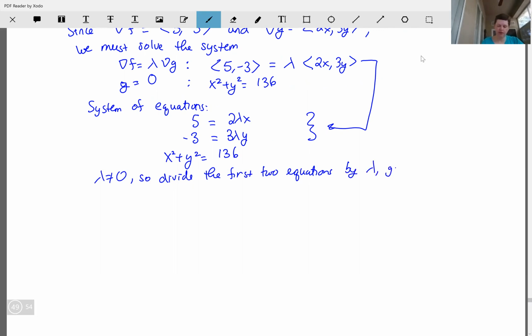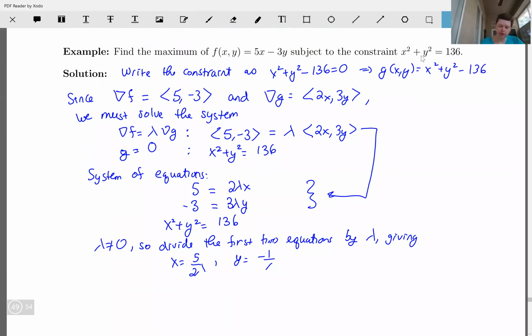And if we do that, we're going to get that x is 5 over 2 lambda, and y is equal to negative 3 over 2 lambda. Well, I guess technically we're going to divide by the constant times lambda. It's not negative 3 over 2 lambda, is it? Nope. It's negative 1 over lambda, right? Wait, what did I do wrong? Oh, that's what I did wrong.